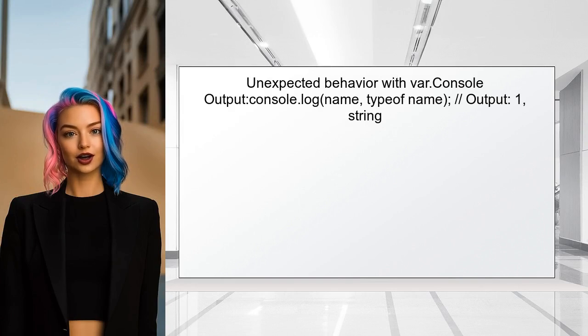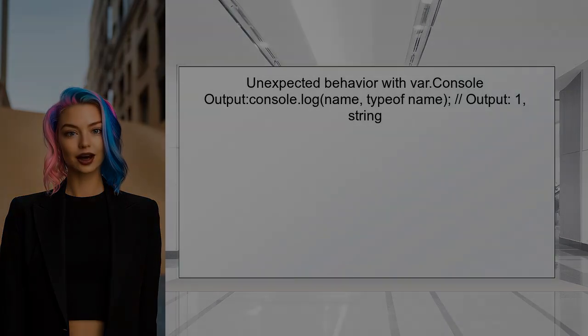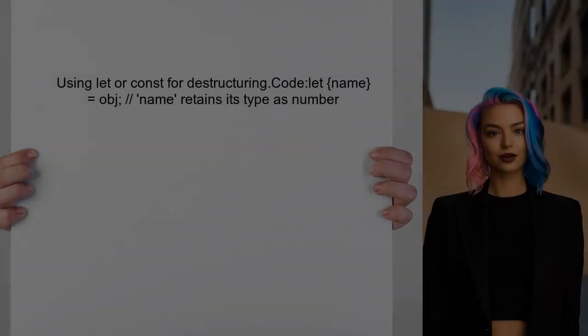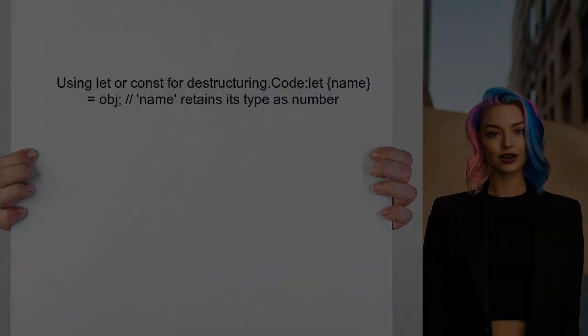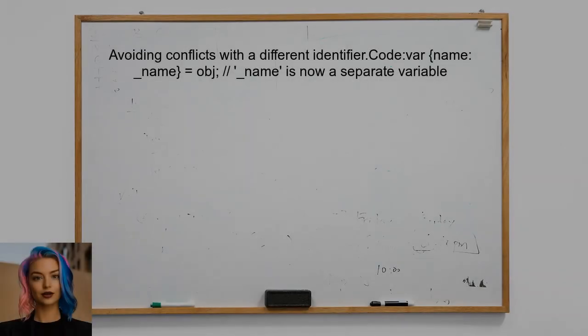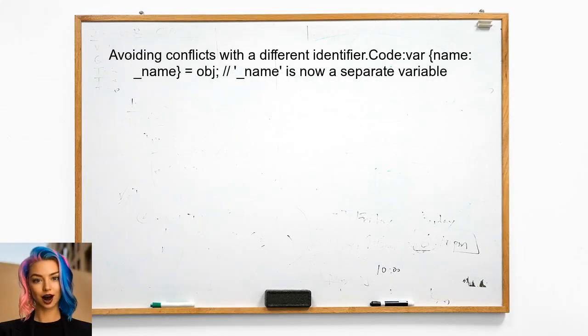This happens because var creates a variable in the global scope, which can lead to type coercion. In contrast, when using let or const for destructuring, the variable name retains its original type as a number. This is because let and const create block-scoped variables. To avoid this unexpected result, the user can define a different identifier during destructuring. This way, they can prevent any conflicts with the global name variable.